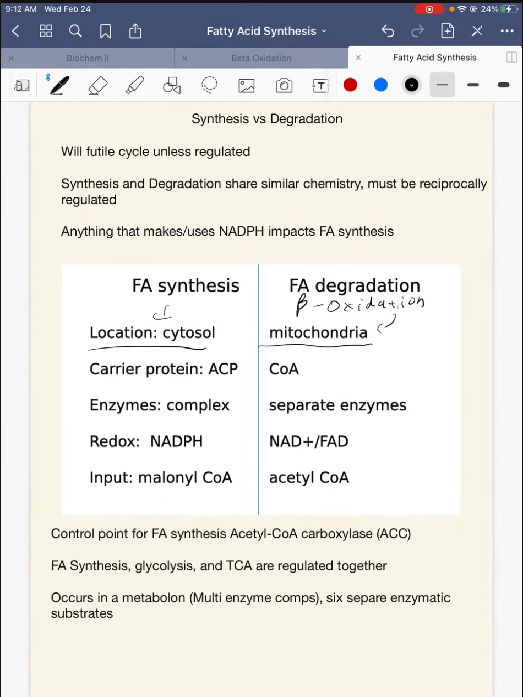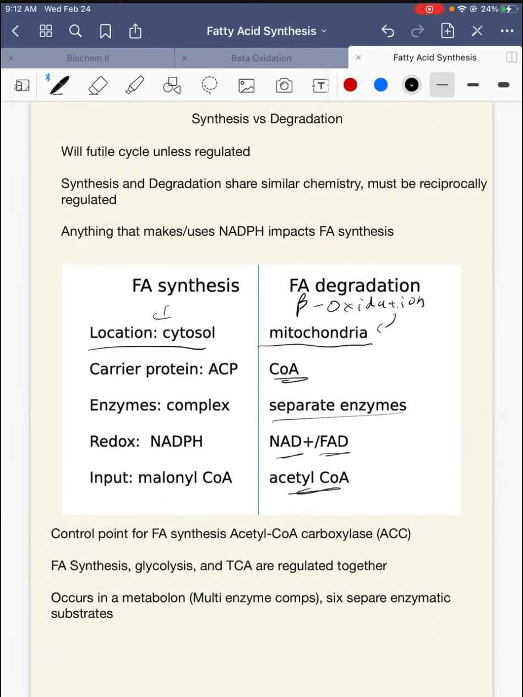Fatty acid degradation uses CoA carrier protein. We'll talk about all, and then it has separate enzymes. It uses NAD, FAD, and it starts with acetyl-CoA. So we'll talk more about this. I'll have a specific video for beta oxidation in specific. This video is mainly for fatty acid synthesis.